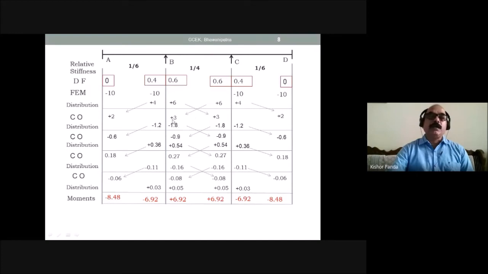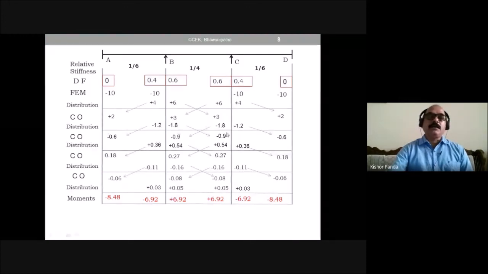Then again you go for the distribution or balancing of the moment. Here this is plus 2 and you multiply with 0, and the moment here is 0. What is the net moment at joint B? Plus 3. You distribute this moment to this side and this side by multiplying with the distribution factor. So plus 3 into 0.4, here you put minus 1.2, and plus 3 into 0.6, here you put minus 1.8. Similarly, the net moment at joint C is also 3, and you distribute to this side and this side, minus 1.8 and minus 1.2. So this is the distribution or balancing of the moment.